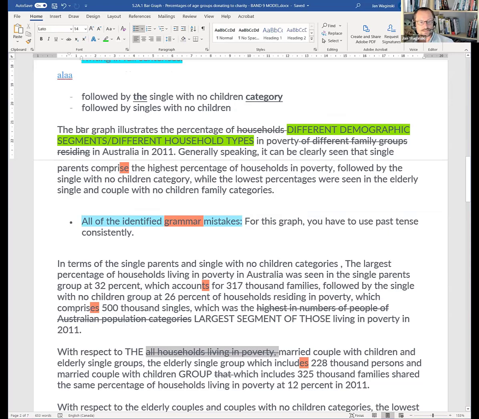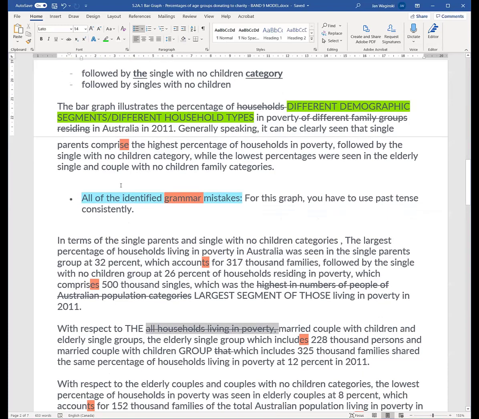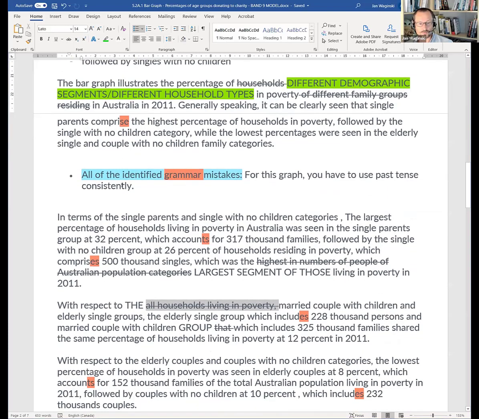So let's look for opportunities to clean this up a little bit. And just in terms of the grammar mistakes, these aren't really grammar mistakes. They're grammar mistakes in this context. Because the graph is showing you 2011 data, the whole thing needs to be in past tense. Yeah, I saw that. Okay, go ahead, sir.